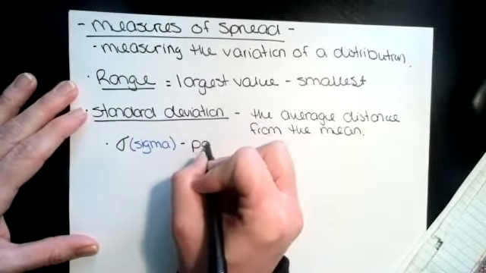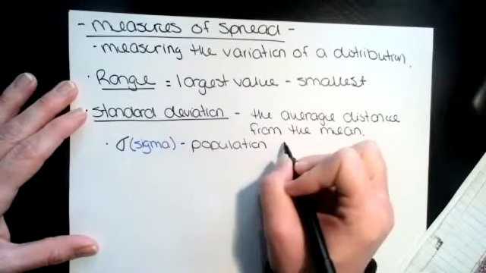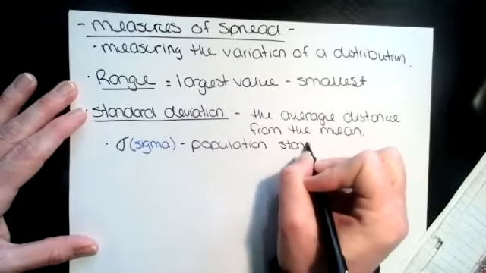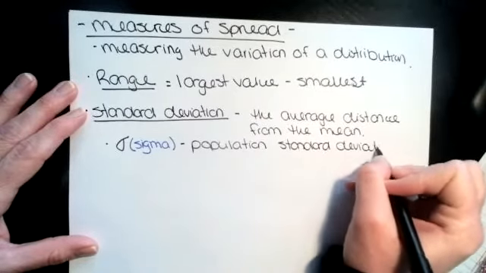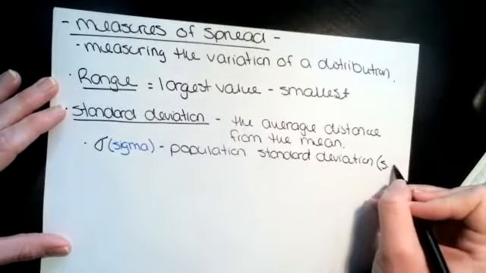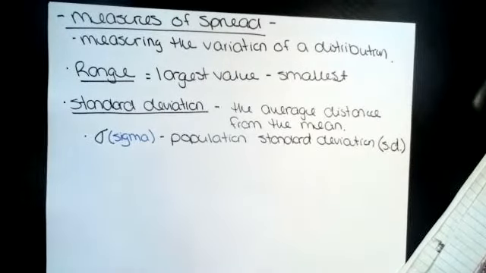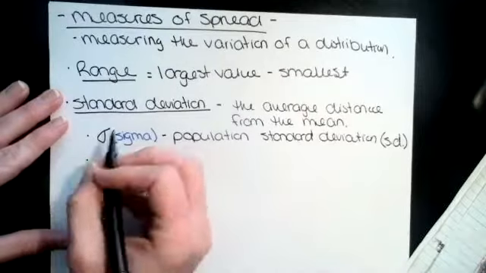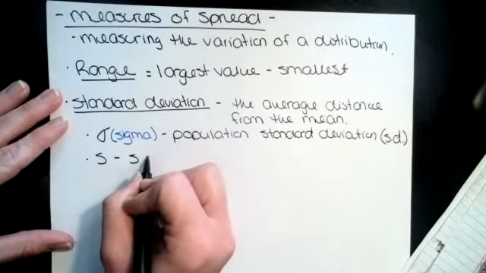But this is my population standard deviation. I never write this out. Even in my notes, I don't have it written out. I just do standard deviation, SD. I really just don't write it out ever. And then my sample standard deviation is just S.